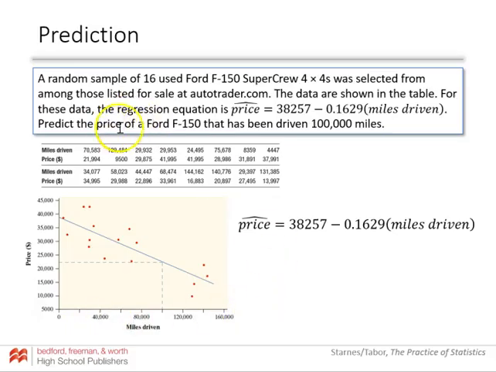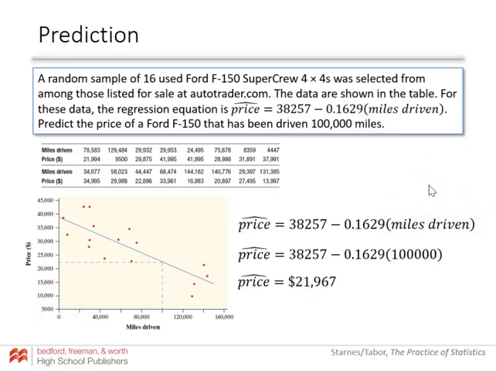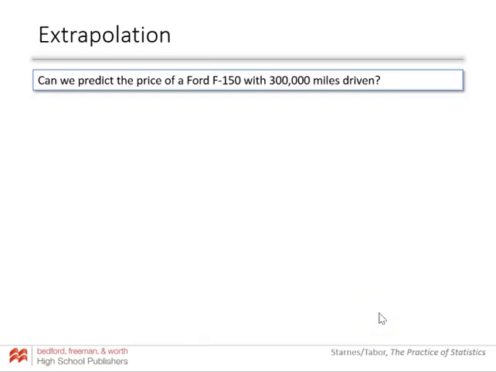So if we want to predict the price of a Ford F-150 that's been driven 100,000 miles, that means we're plugging 100,000 miles into that miles driven or x value. Okay, and then we do the math, and so our predicted price is $21,967.